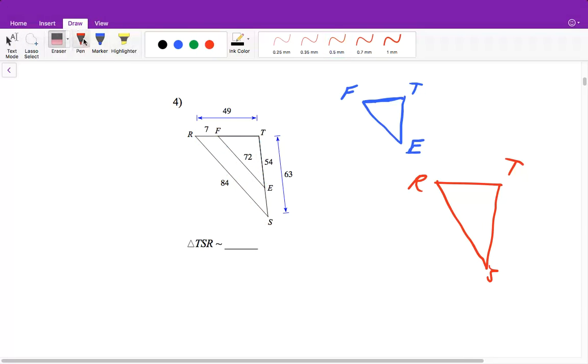All right, so now if I fill this in, if this whole thing is 49 and this is 7, that means FT must be 42 because these two have to add up to 49. This is 72 and this is 54. Then I fill in the rest. RT, they tell me, is 49. RS is 84. And TS is 63.